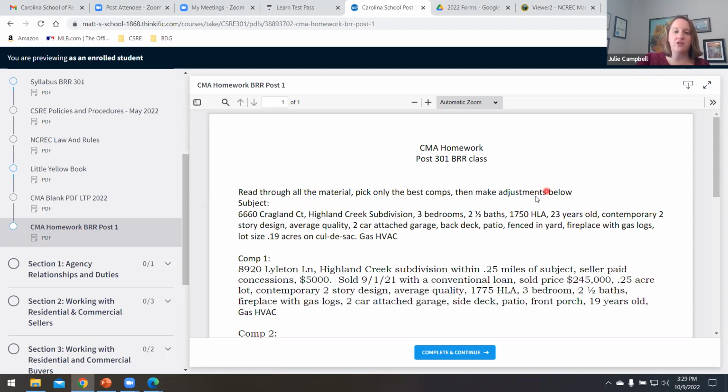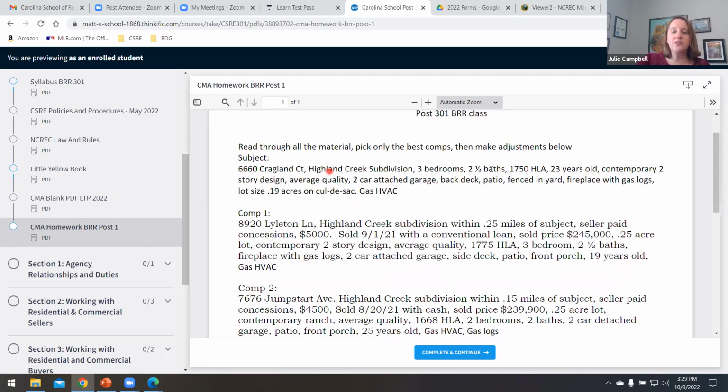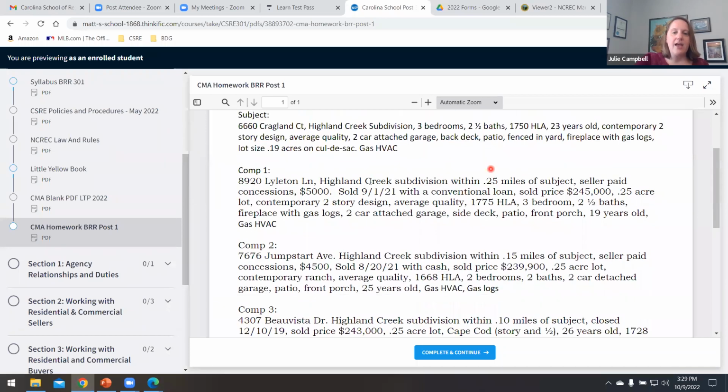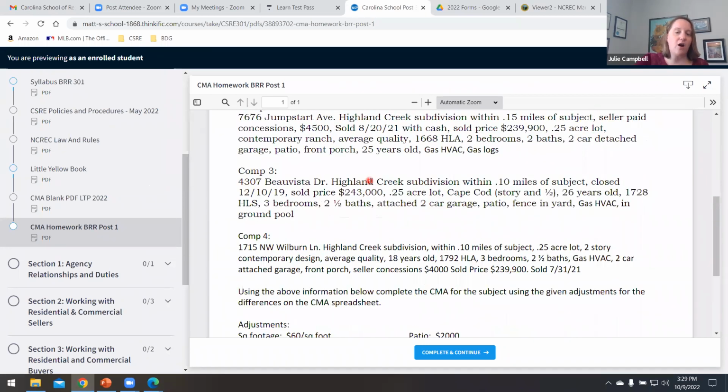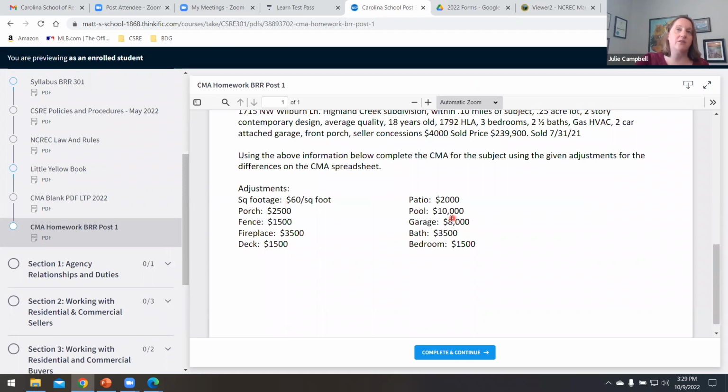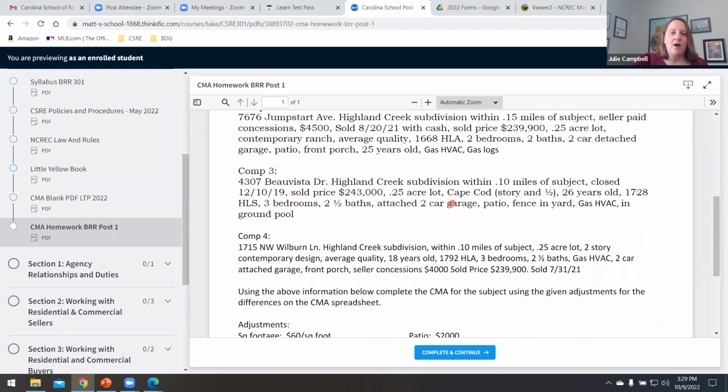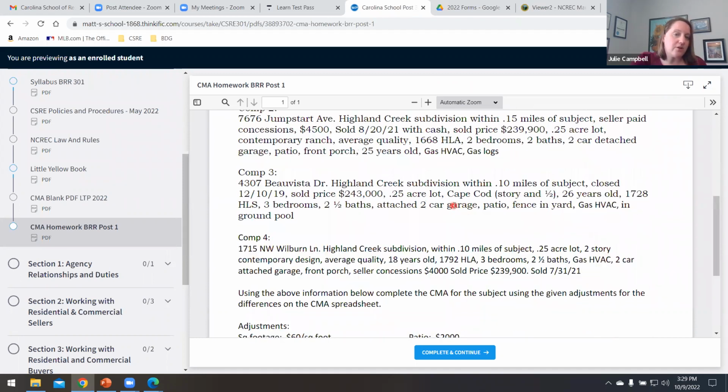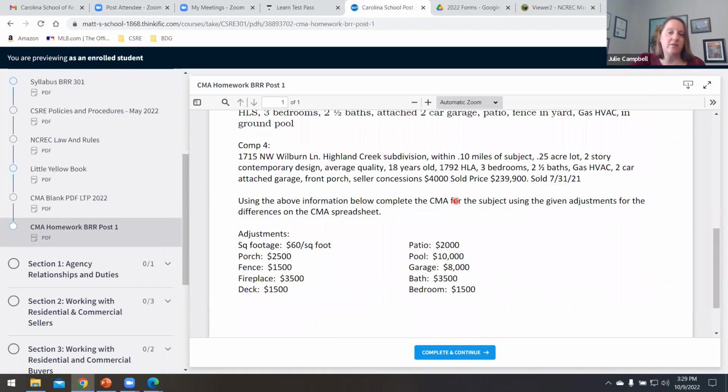So what we're doing with this homework, we're told to read through the materials, pick only the best comps, then make the adjustments below. So it gives us a subject property. And then we have 4 different comps, and then it gives us the values, the adjustments. So we don't have to figure that out. We just have to adjust. We're looking for 3. You could try all 4 and see which one's better than the other.